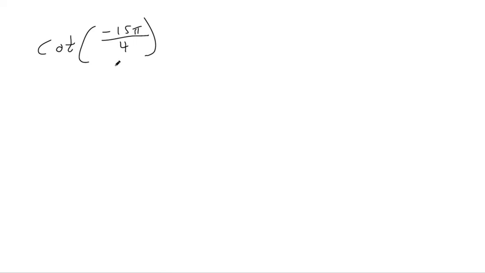So we're asked to evaluate cotangent of negative 15 pi over 4. So you always want to start these by drawing an angle, because remember what a trig function says. A trig function says we need to do some sort of ratio based on the angle that's in the parentheses. So this is an angle.